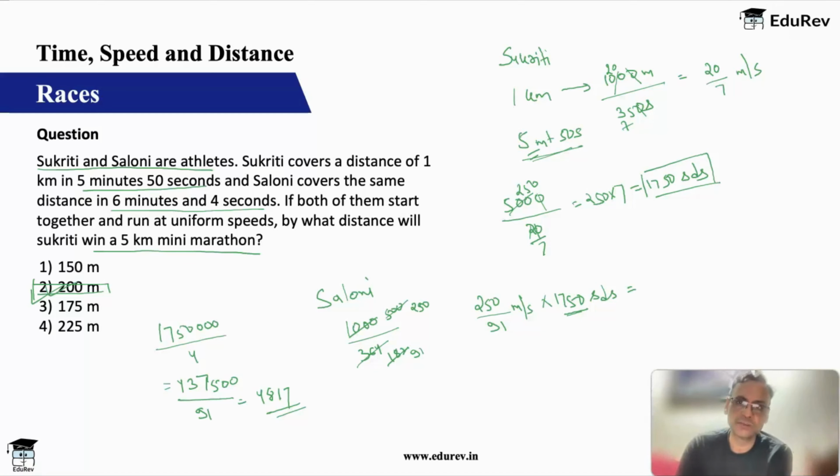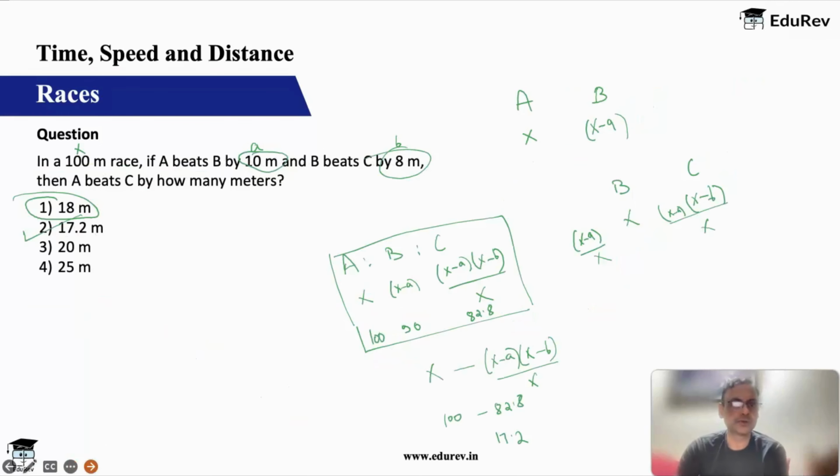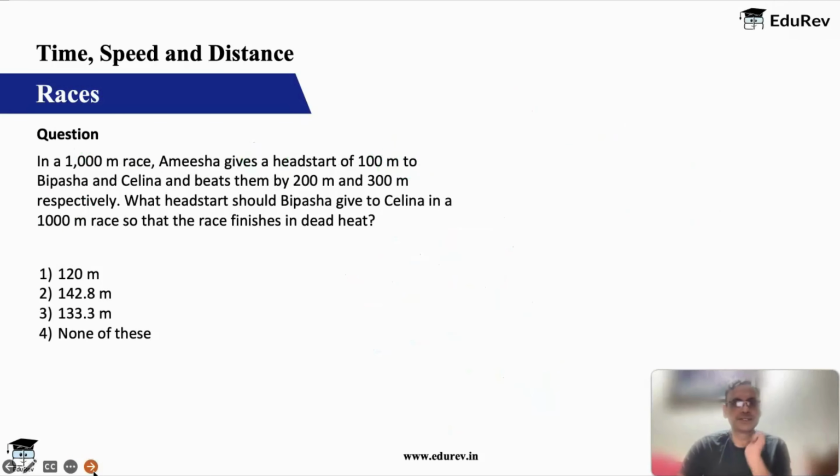It's a simple question of finding the speed, finding the time taken by Sukriti to complete the race, and in that time how much distance would Saloni cover. Okay, so that's how this will be solved. Let's go to the next one. This we had already done. Let's see this. This is a head start.